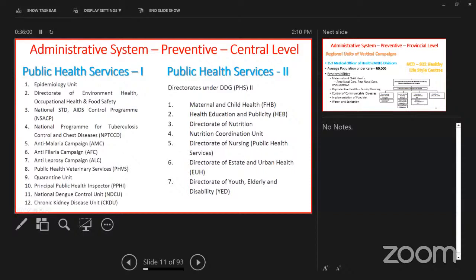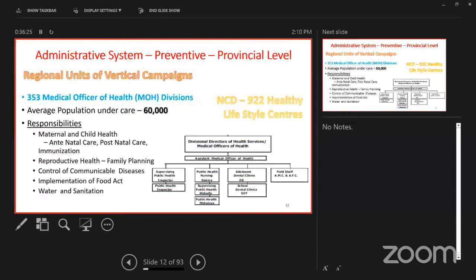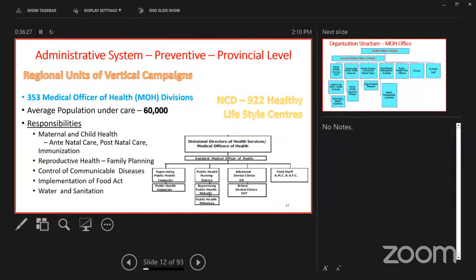Then Public Health Services 2 mainly deals with the other aspects: maternal and child health, health education, nutrition, public health nursing, estate and urban health, youth, elderly, and disabled. So basically, this is how the preventive health system is divided at the central level.